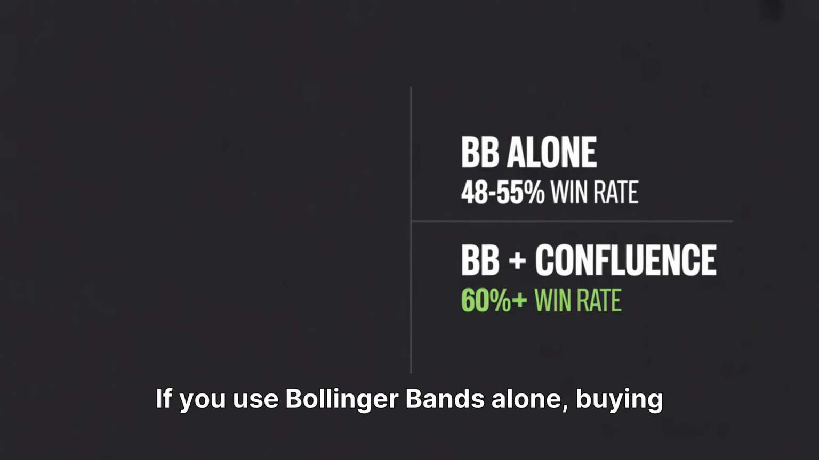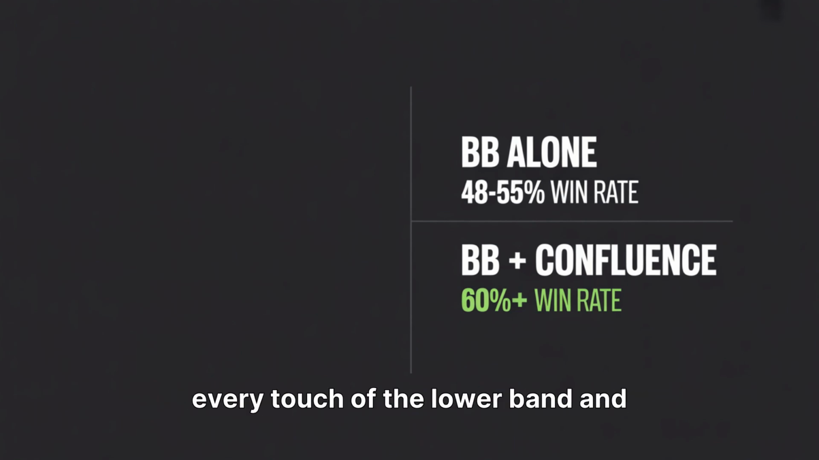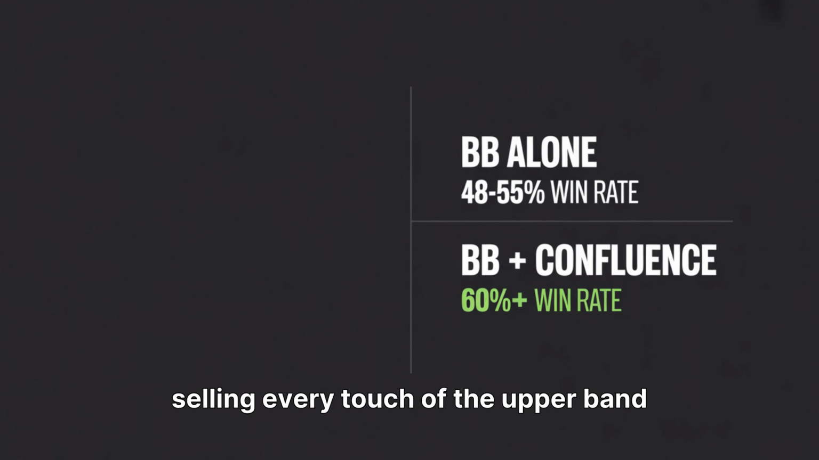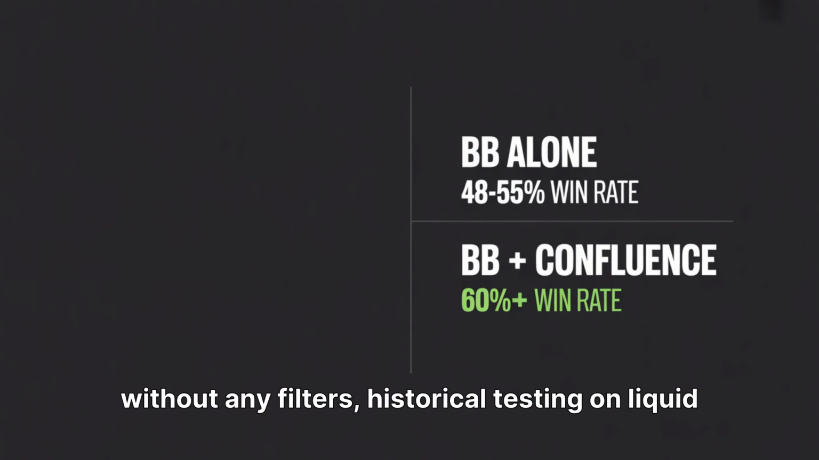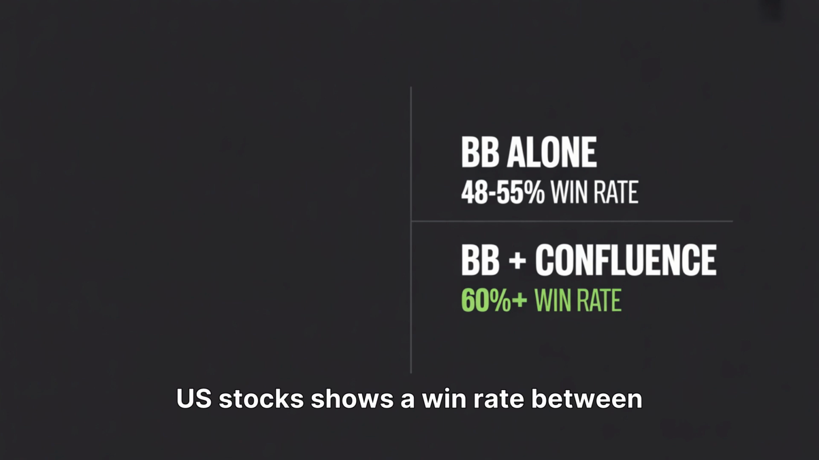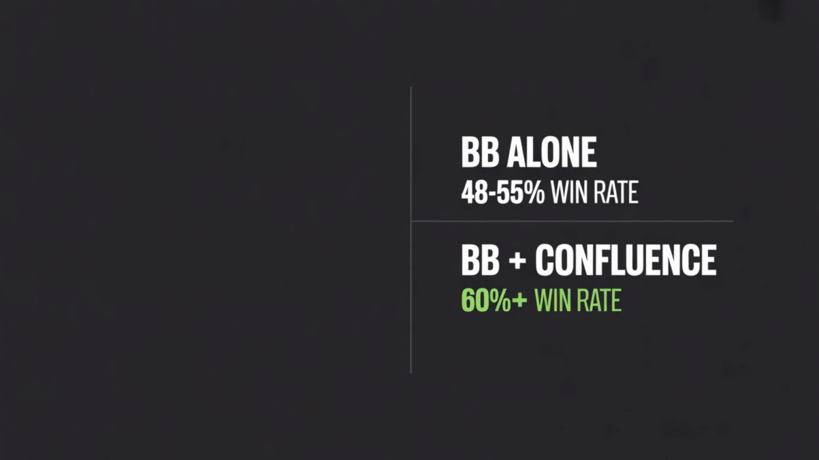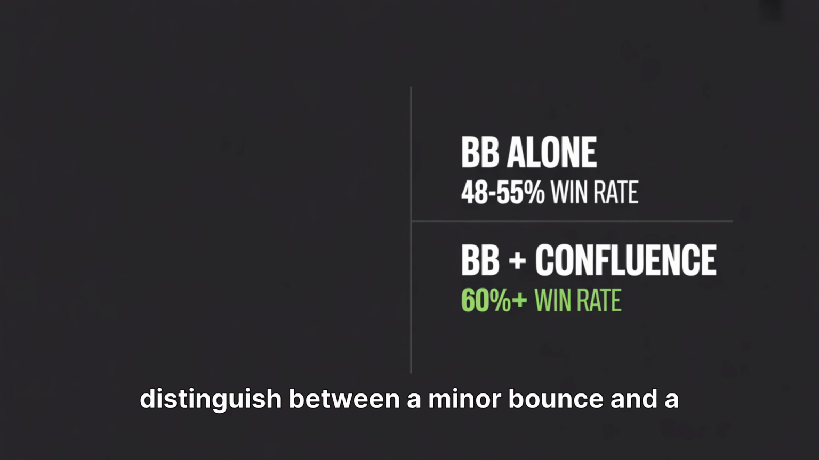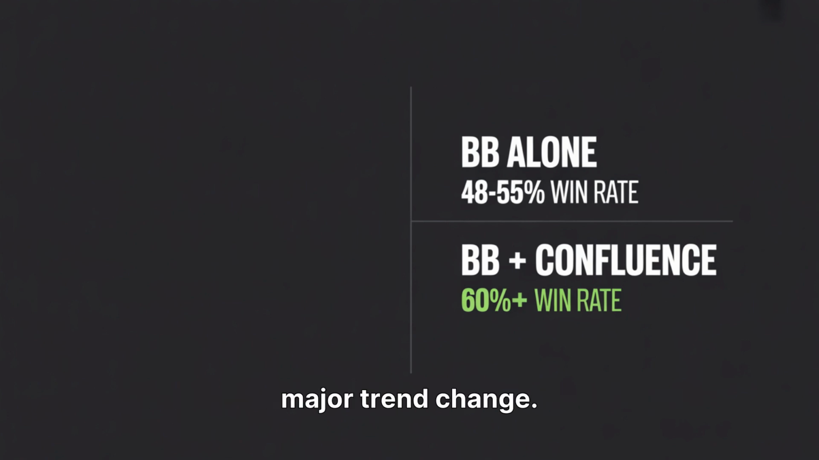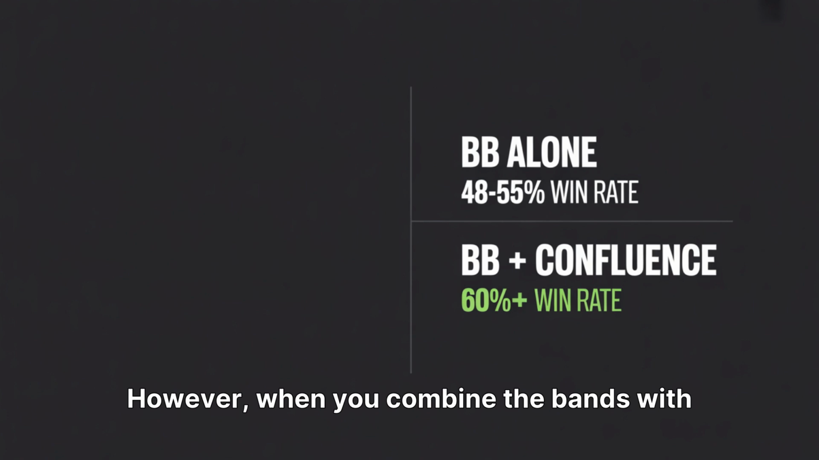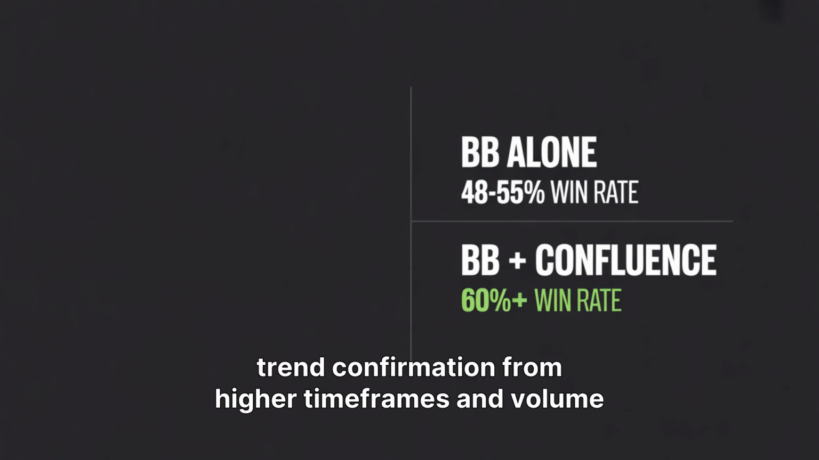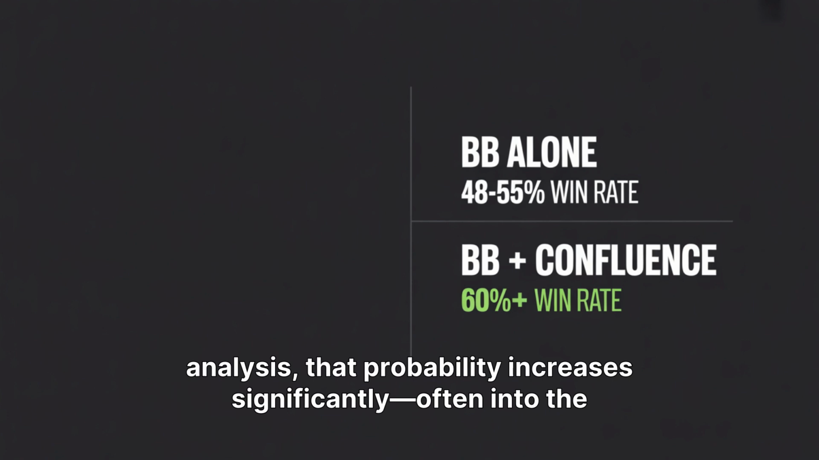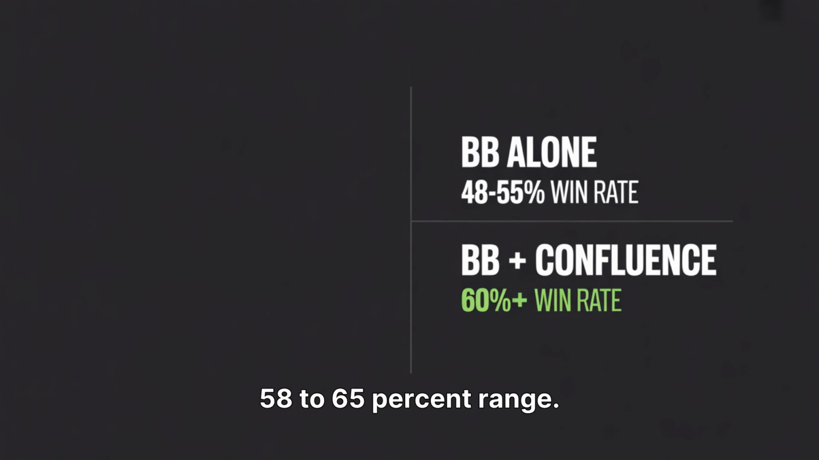If you use Bollinger Bands alone, buying every touch of the lower band and selling every touch of the upper band without any filters, historical testing on liquid U.S. stocks shows a win rate between 48 and 55%. That's essentially a coin flip after accounting for slippage and fees. The reason is simple. The indicator can't distinguish between a minor bounce and a major trend change. However, when you combine the bands with trend confirmation from higher time frames and volume analysis, that probability increases significantly, often into the 58 to 65% range.